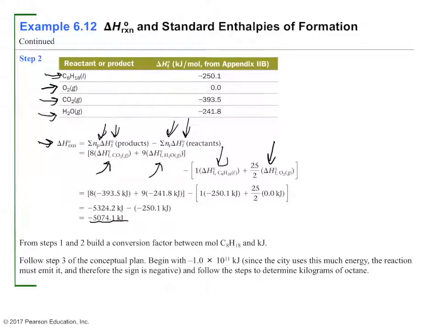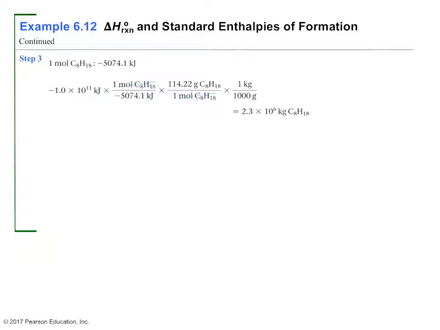From steps 1 and 2, build a conversion factor between moles and kilojoules. And then we're going to follow step 3 of the conceptual plan. Begin with negative 1 times 10 to the 11th kilojoules. Since the city uses this much energy, the reaction must emit it, therefore there's a negative sign. Follow the steps to determine the kilograms of octane.